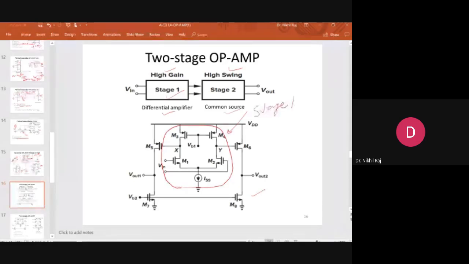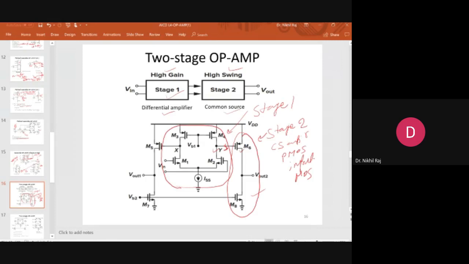Simple differential amplifier with a current source load. Then where is stage 2? So this is stage 2. It is a common source amplifier where PMOS is my input MOS. How is it a PMOS input? Whatever signal is generated at Y is the input to this transistor, and it is a common source configuration.